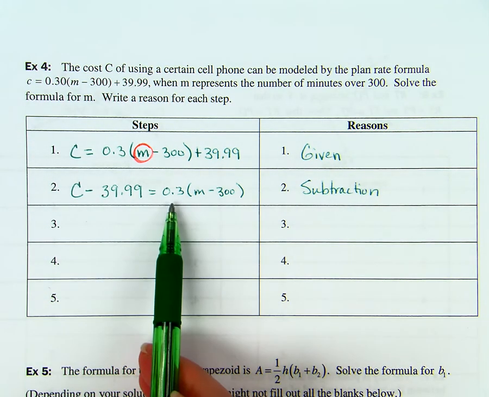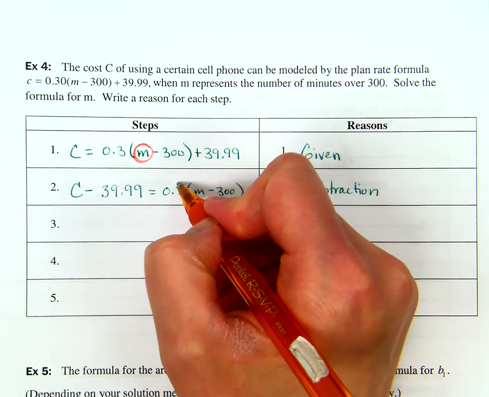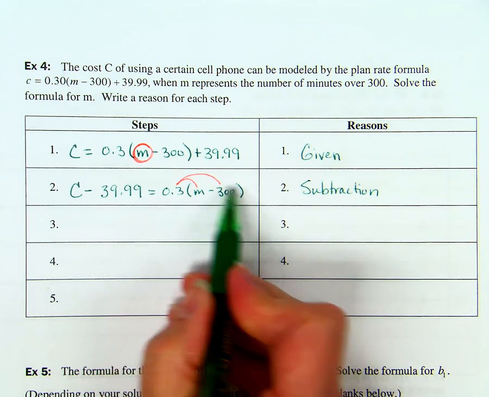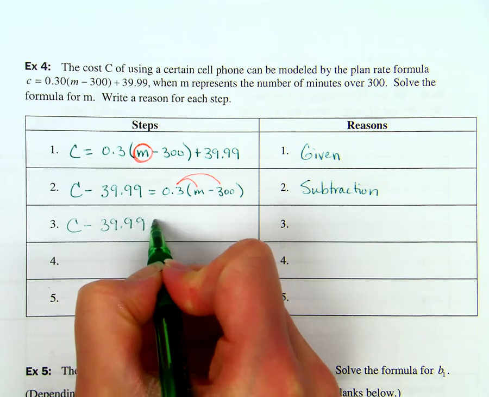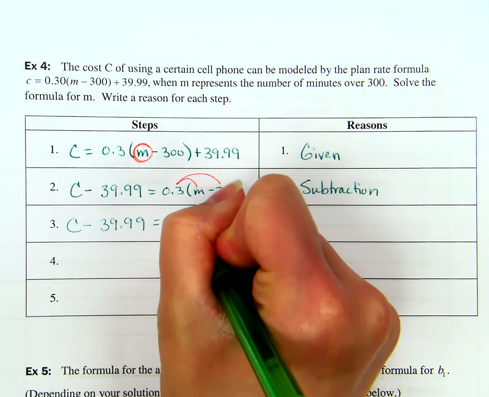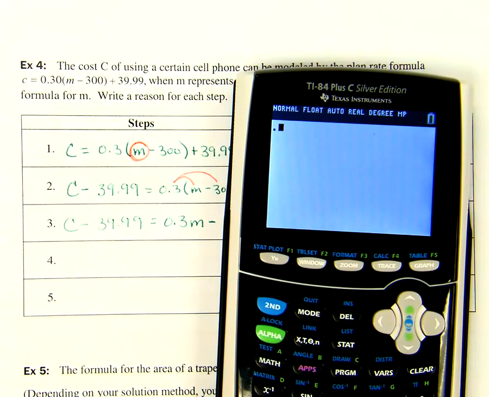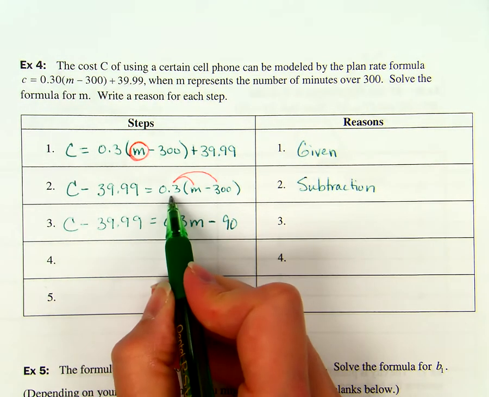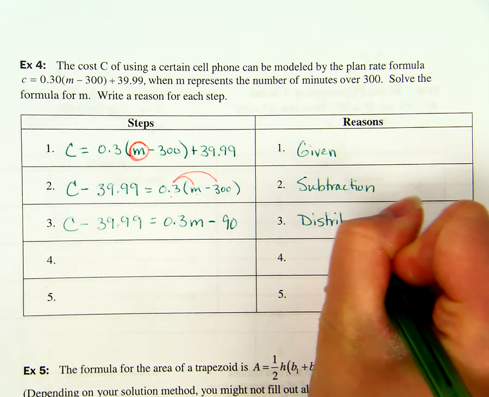From here, I'm going to distribute my 0.3 through the quantity, so that I can get rid of my parentheses and simplify things a little bit. So that will give me 0.3m minus, well, let's see, 0.3 times 300, 90. And this act of multiplying through the quantity, we call the distributive property. So I use distribution.